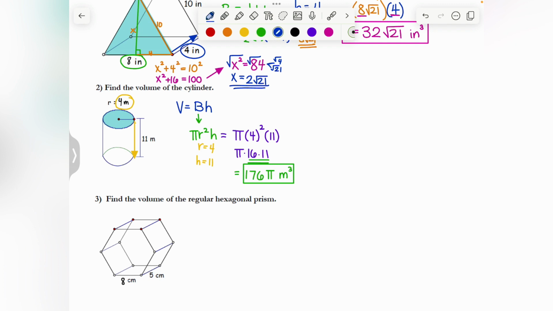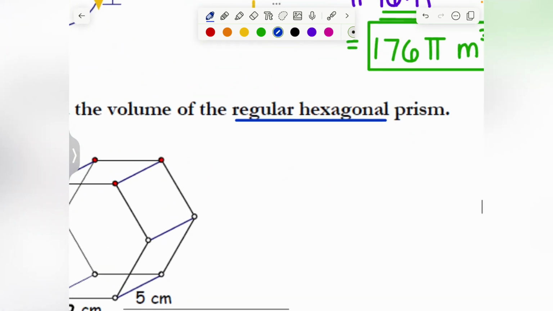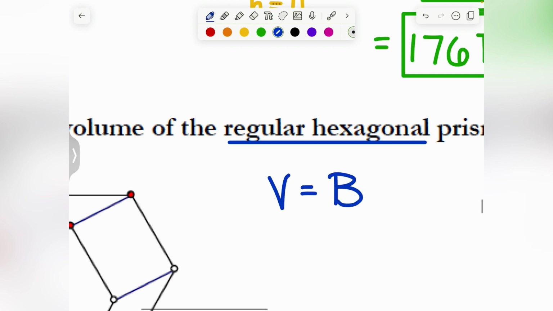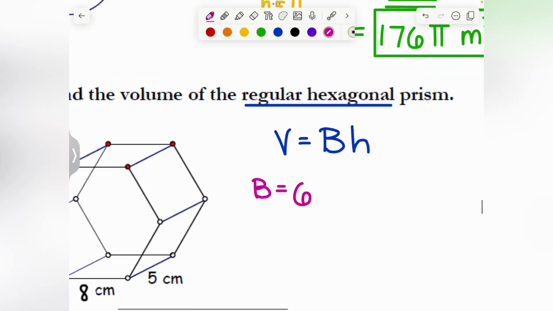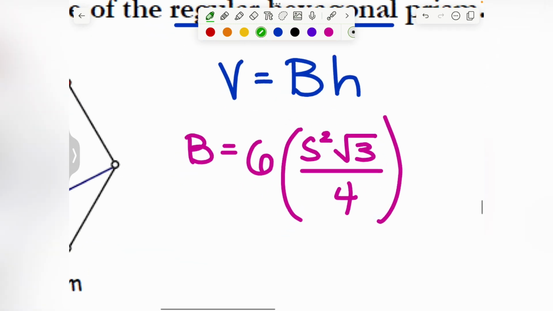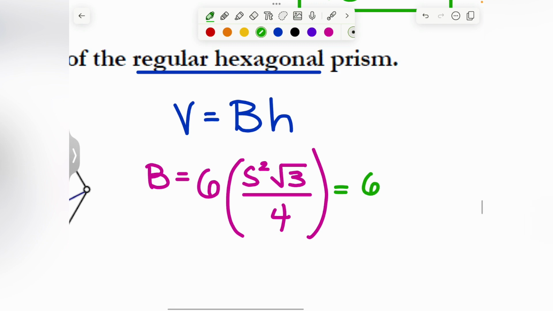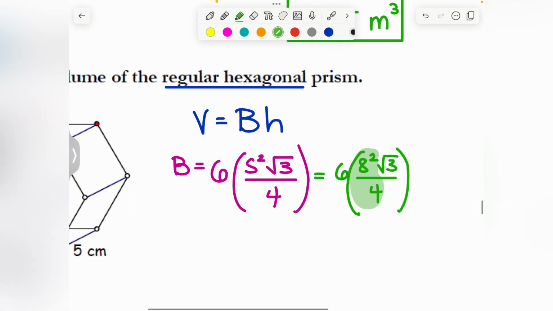Moving on to number 3, our lovely hexagon. It is a regular hexagon, as all hexagons in this unit are. So again, the volume is the area of the base times the height. To find the area of the base, we've got to do 6 times s squared root 3 over 4. The side of the hexagons are 8. So it's 6 parentheses, 8 squared root 3 over 4. So we're going to do this part, the 8 squared and the divided by 4.